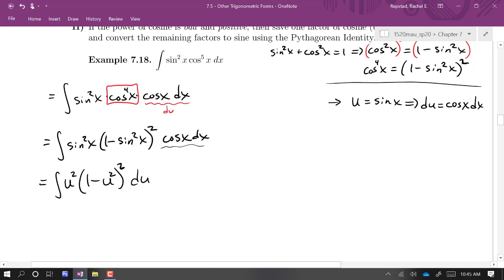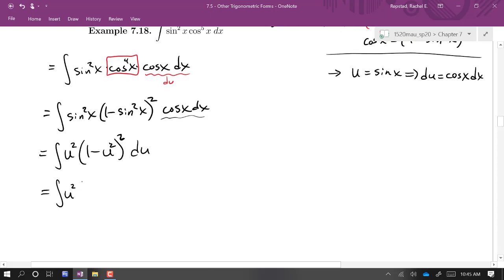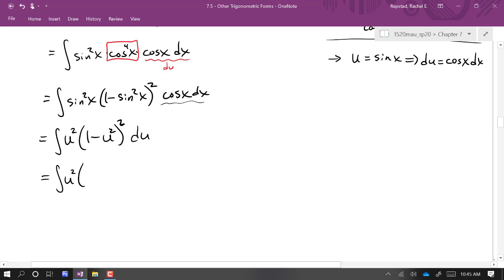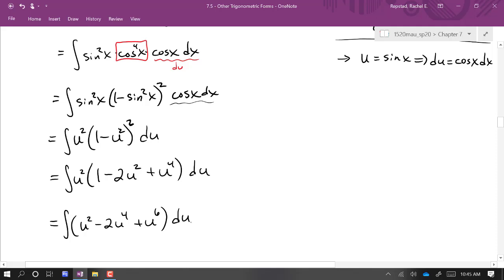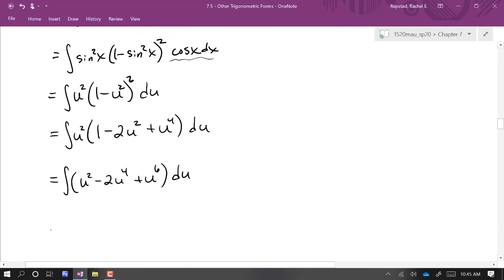I'm going to do the algebra on this just because I think it's a little bit simpler. So I got the integral of u squared times, let's see, if we expand this out, it'll be 1 minus 2u squared plus u to the fourth du. And again, it's not just a single term power rule, but this is a polynomial. I'm going to distribute this u squared out in front, so I've got the integral of u squared minus 2u to the fourth plus u to the sixth. And it's still a power rule integral, it's just multiple terms. I've got a polynomial here.